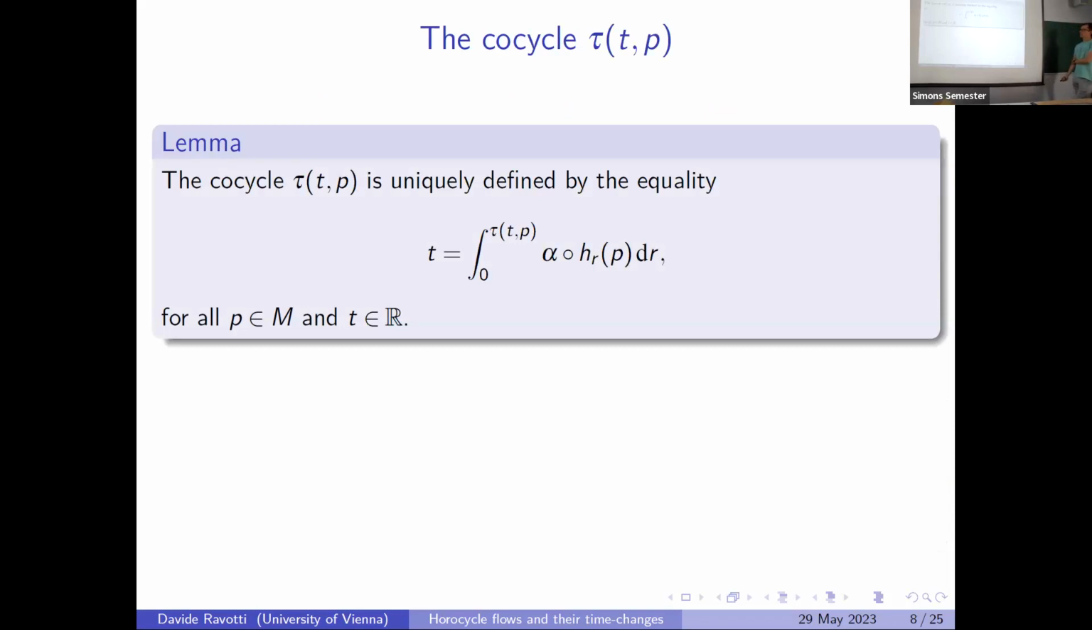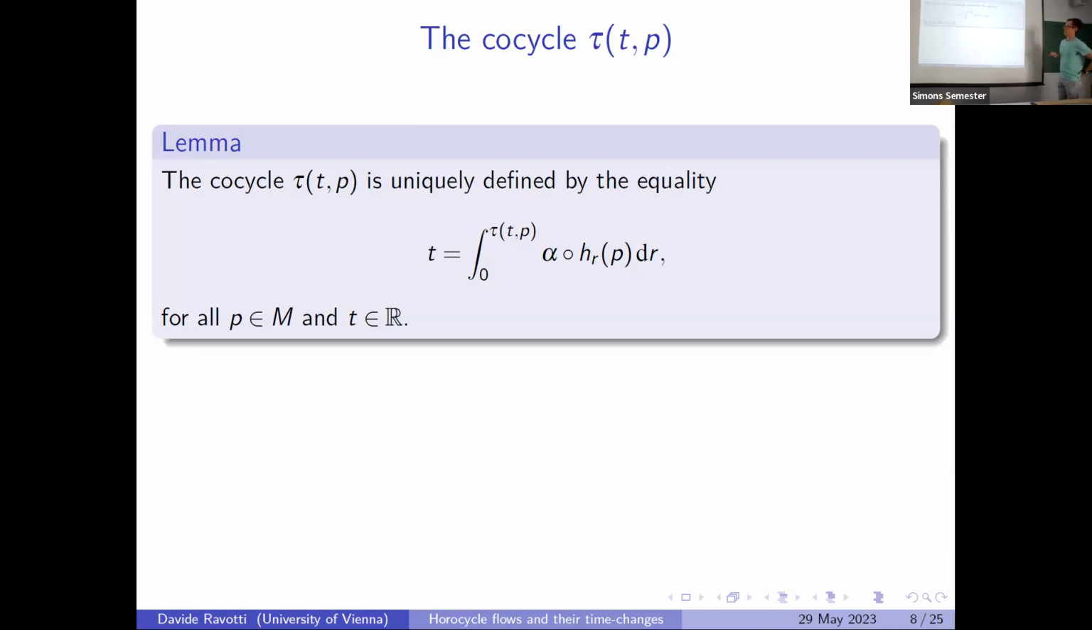Okay, another way of finding what this tau of T of P is: it's defined uniquely by this equation. So tau T of P is going to be the only real number such that T is equal to the integral from 0 to tau T of P of the function alpha. Recall that alpha was appearing in the definition of my time change. 1 over alpha was the rescaling that I do to tangent vectors along the Horocycle for time in R.